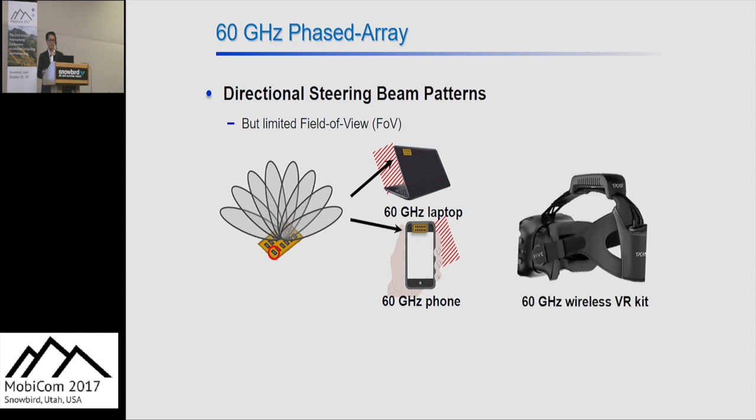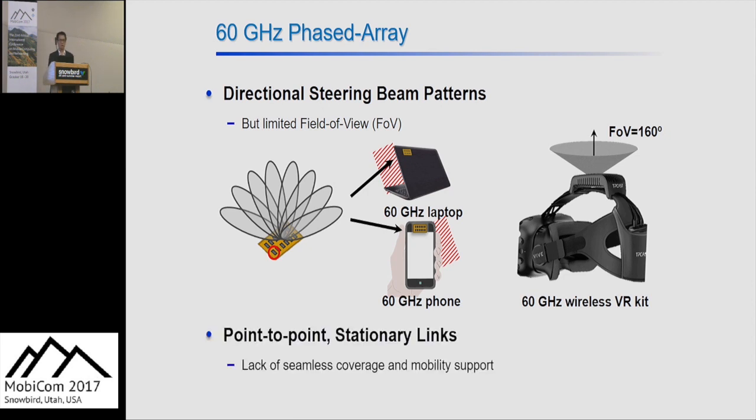For example, 60 GHz kits for wireless VR currently in the market are reported to have a field of view of only 160 degrees. As a result, the current 60 GHz link is primarily limited to a point-to-point and stationary setup, and enabling seamless coverage and mobility support will be important for many applications, such as wireless VR.